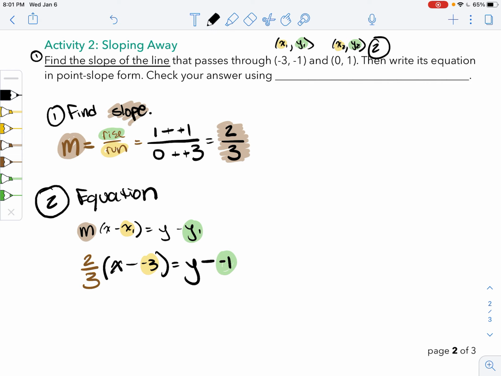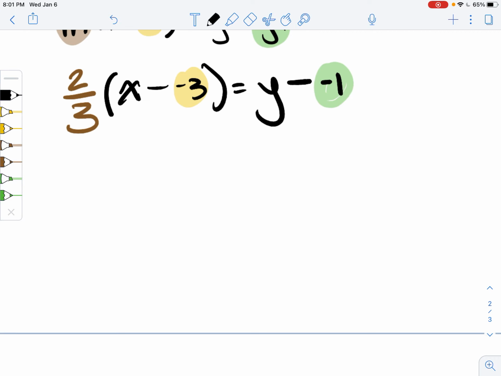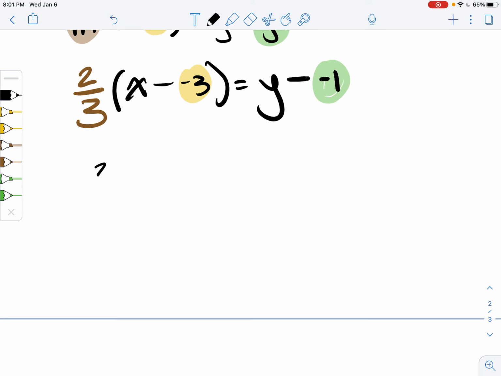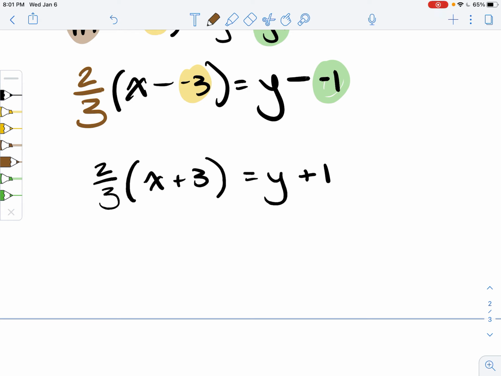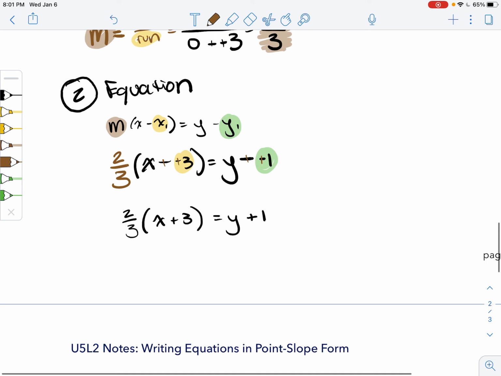Super duper. Let's simplify that just a little bit. So we have 2/3 of x plus 3 equals y plus 1, because remember, when you subtract a negative, that's the same thing as adding a positive. So that's really cool. So that's it. That's our formula.